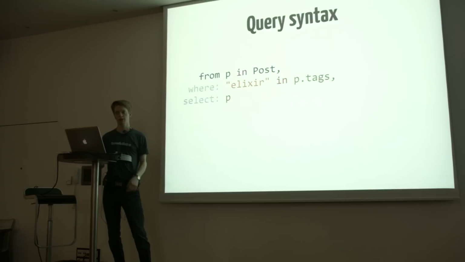The second argument is the actual query expressions, which is a keyword list. Here you would have your wheres, your selects, order bys, group bys, and so on. And you can even pass in multiple wheres that we combine with the and.